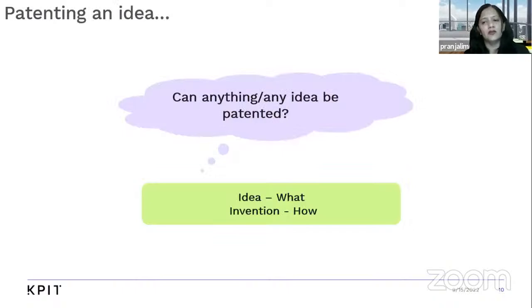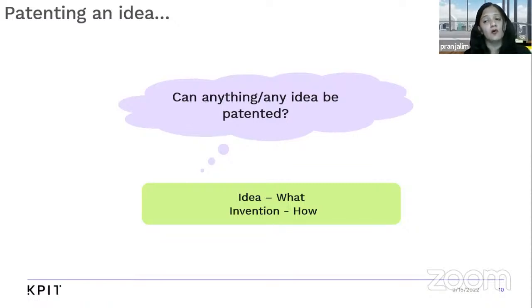So moving on, now that we have seen what a patent is and what all needs to be covered in the patent, we look at whether any idea can be patented. Can I patent anything? So like we have seen earlier, the idea will give you the what part of your concept. The invention is the how-to part, or how to make your idea feasible. So an idea per se cannot be patented, but the invention or the how-to part or the implementation part of your idea can definitely be patented.